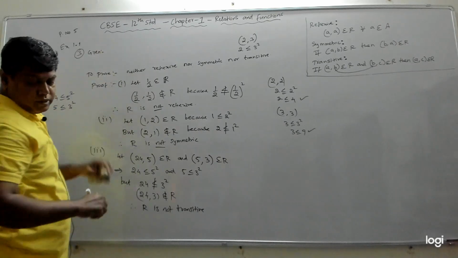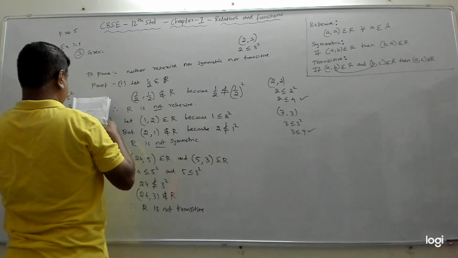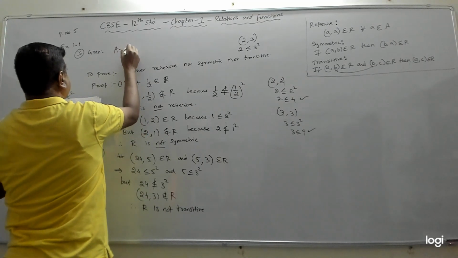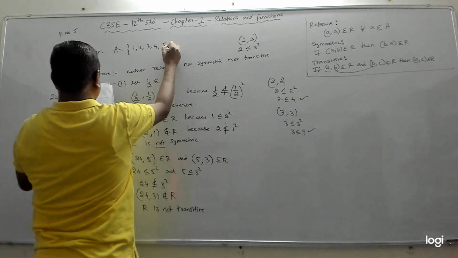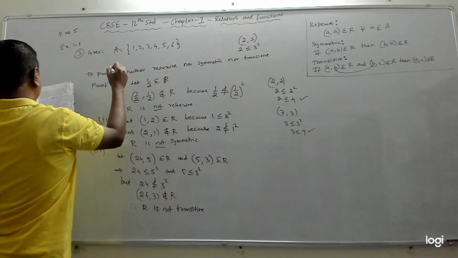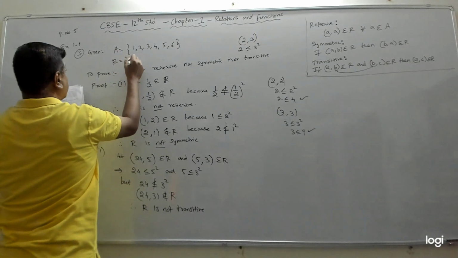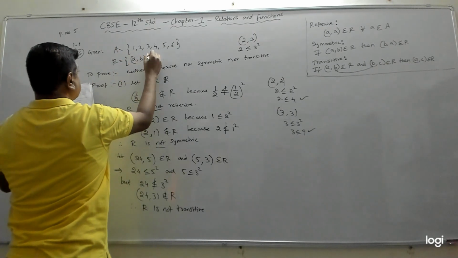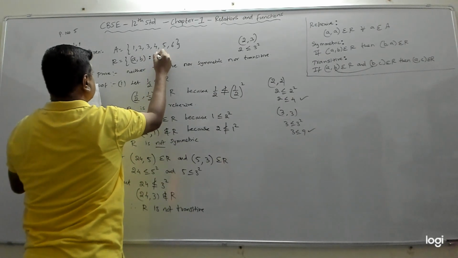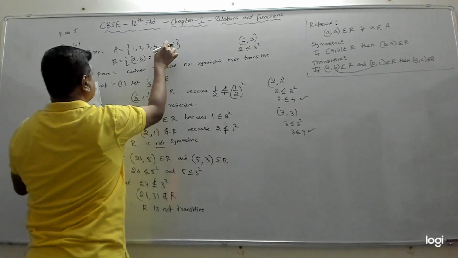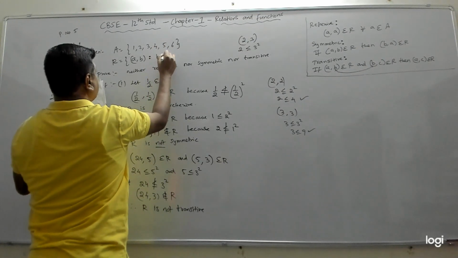Given in the question is a set defined on the set. So I'm taking that set as A, which is 1, 2, 3, 4, 5 and 6. And your relation R that is defined on the set A is the set of all (A, B) such that B is equal to A plus 1.